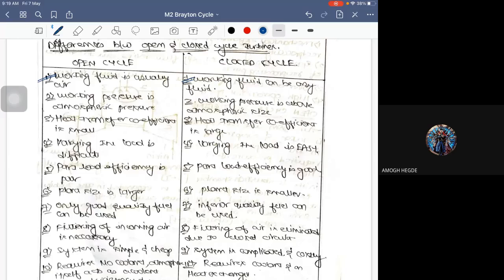Working fluid can be any fluid. Any fluid in the sense it can be liquid also sometimes, okay? But rarely do we use liquid since it is a gas turbine. We use a heavy gas for the operation of a closed cycle turbine because we are just reusing it, right? Next, the second point, working pressure. Here working pressure is atmospheric pressure.